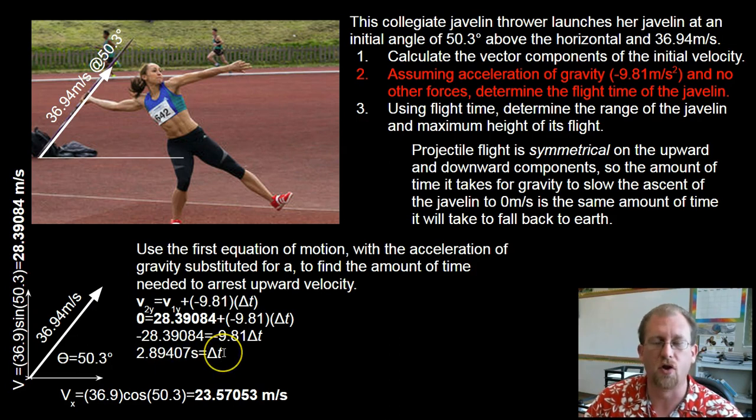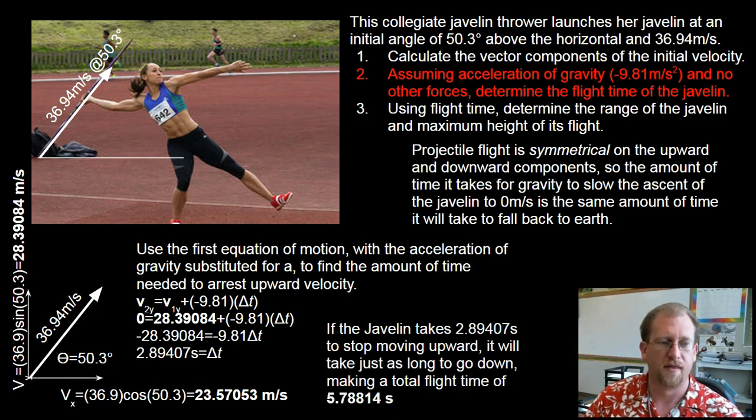2.89407 seconds, that's how long it takes to peak. Okay, so if that's how long it takes to peak, how long is the entire flight? Well, it's symmetrical, so if it's that much time going up, it's also that much time going down. So that means that if it takes 2.8940 seconds to go up, it'll take just as long going down, making a total flight time of 5.78814 seconds. So she launches the javelin. It takes almost 6 full seconds for it to land. These things travel a long ways.